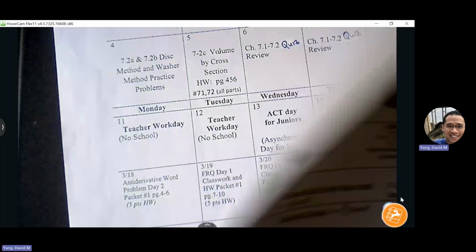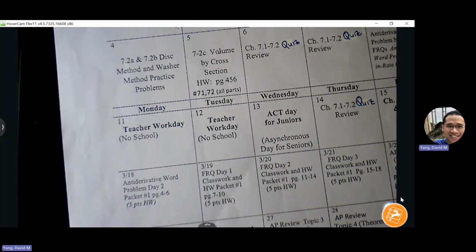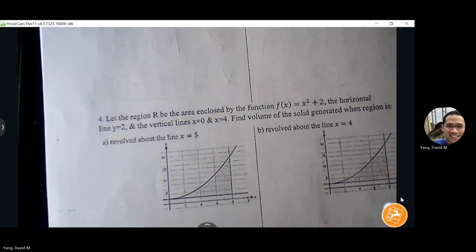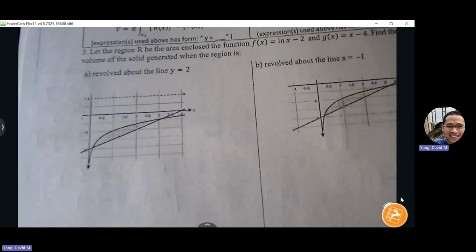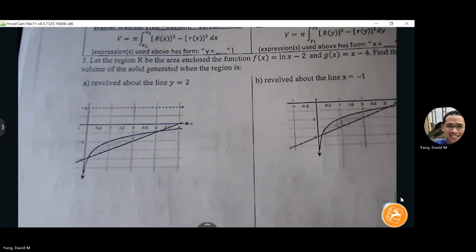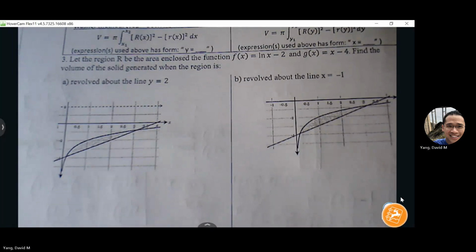Whenever you're ready, let's go to page 16. Let's see if we can at least get through A and B for number 3. And I'll work alongside you guys as you try these problems. Does anybody still need page 15?